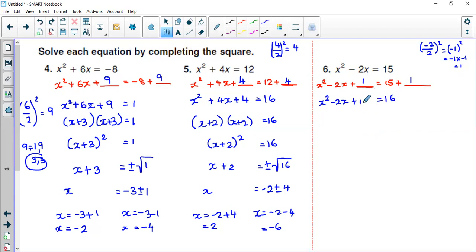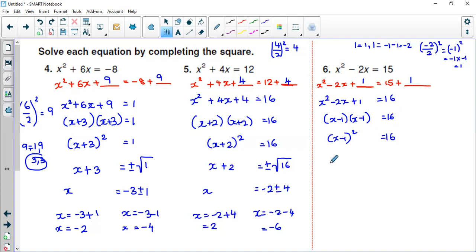Find the factors of 1 which would give you a negative 2. So the factors of 1 are 1 and 1. But then we need to arrange them in such a way to get a negative 2, which means negative 1, negative 1 would give you a negative 2. So it's going to be (x minus 1) equals 16, or (x minus 1) whole square equals 16.